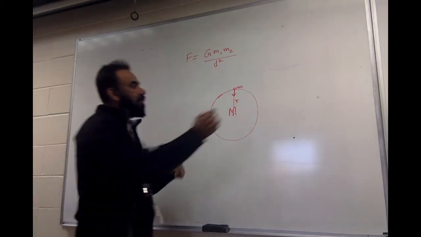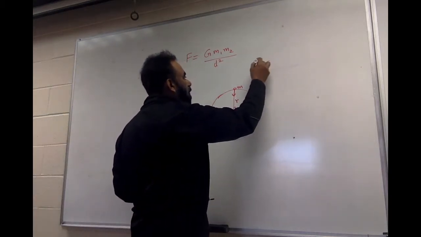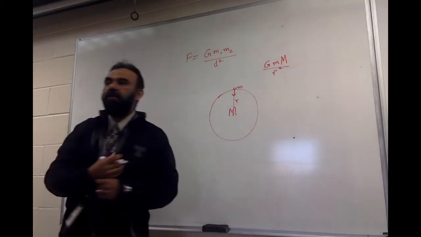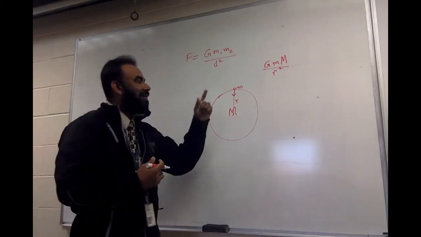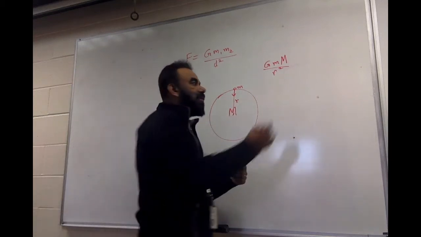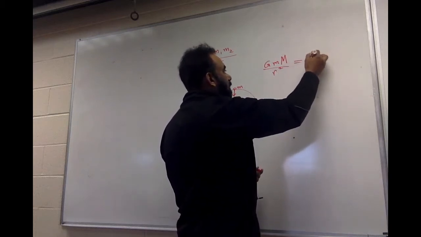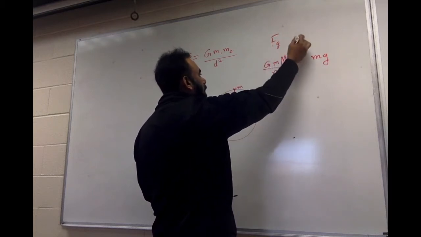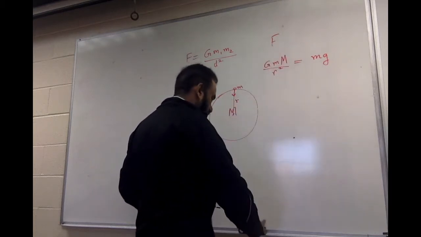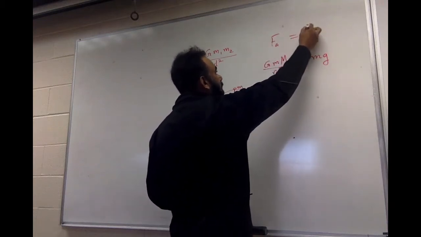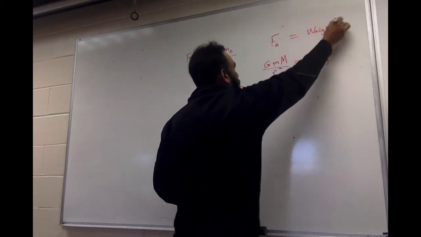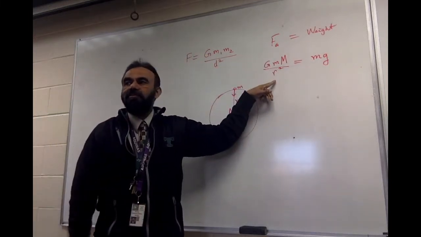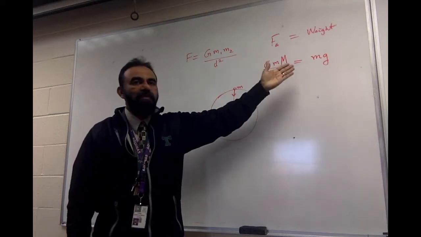It is G M m over r squared. Is that okay? And it is that force which we denote by the weight. So the force of gravity is the weight. The force of gravity, according to Newton's law of gravitation, is simply the weight, mg.